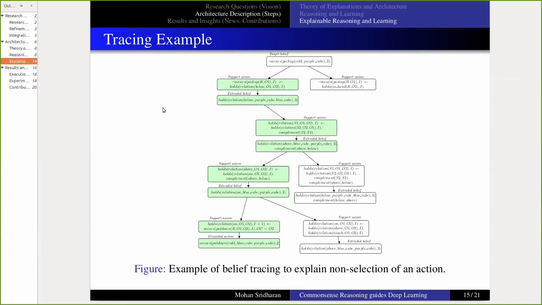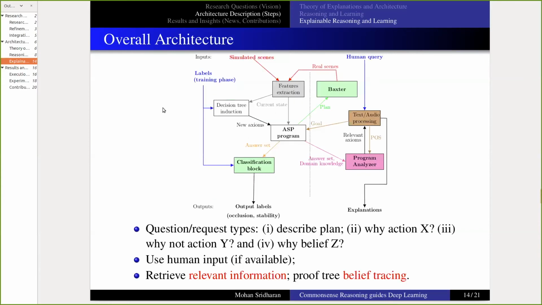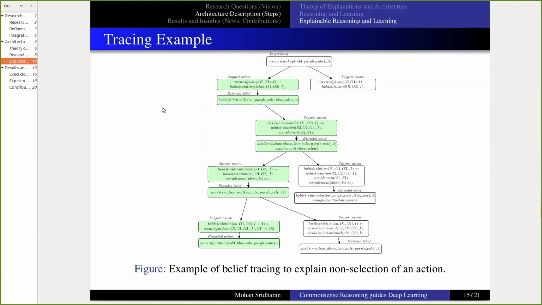Especially for 3 and 4 here, if you were to ask why not a particular action, or why you entertained a particular belief, you would trace back in this tree, or you would create this tree on the fly and say what sequence of, say, axiom execution and belief propagation led me to make this decision. And I use that as a means to provide the answer.